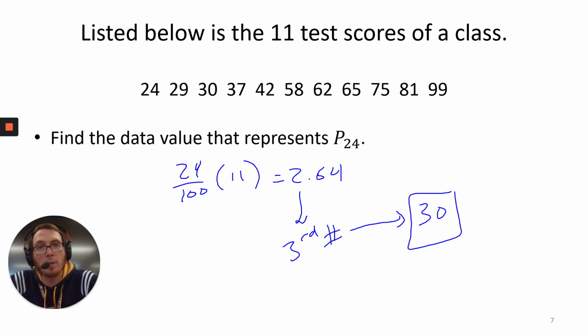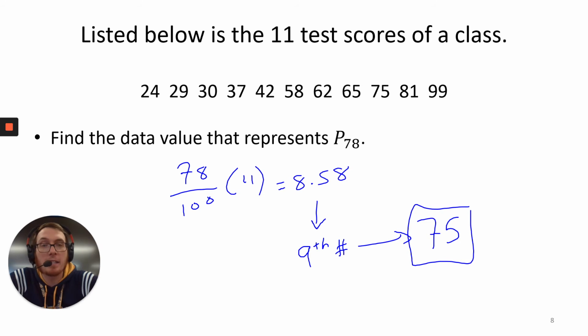When you work backwards, you have to take the percentile divided by 100, which essentially just makes it a decimal, times the number of data points. So 24 out of 100 times 11 would be 2.64. I always round up when working backwards. Your book uses the letter L to represent the location, but it's the 3rd number. Remember, it's not 3, it's the 3rd number, and that would represent 30 then, because P24 would represent the 3rd number in the list, which is the number 30.